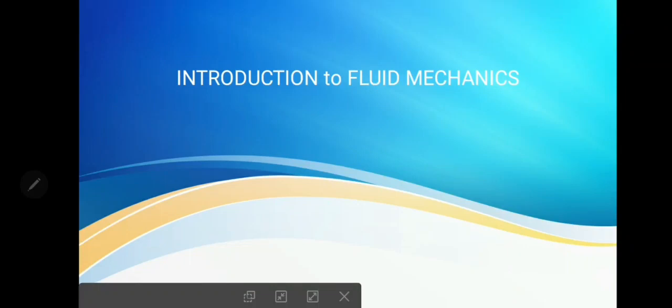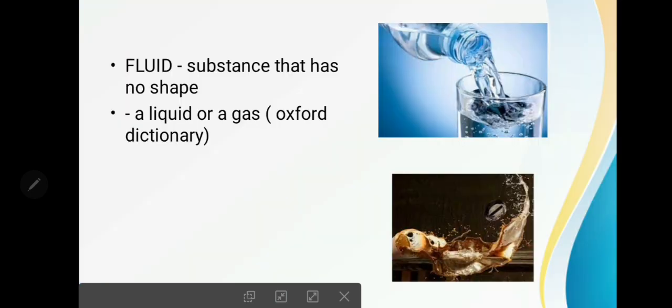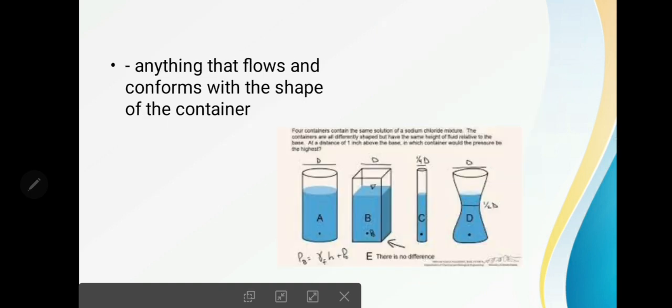Okay, so first, let us have an introduction about fluid mechanics to better grasp the concepts and the terms. So, what is a fluid? A fluid is a substance that has no shape. It could either be a liquid or a gas, according to Oxford Dictionary. So, from the word itself, fluid, no? It's like something that flows. Anything that flows and conforms with the shape of the container.